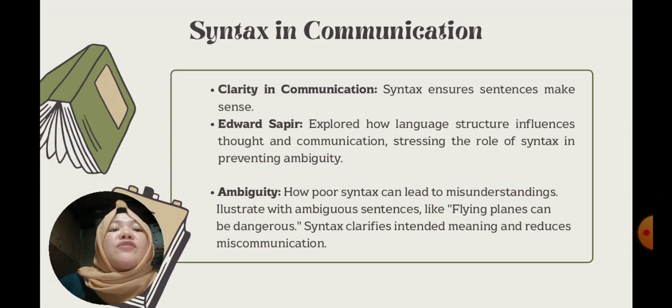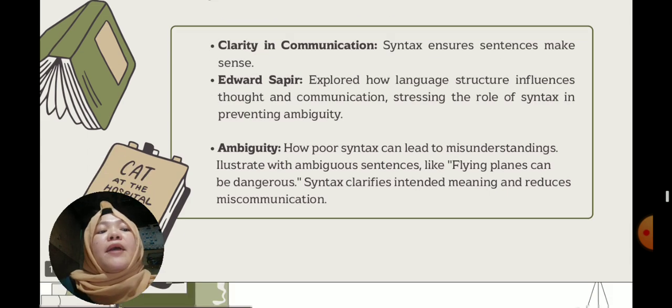Next, we have syntax and communication, clarity in communication. So syntax ensures sentences make sense. Okay? One of syntax's goals or work is to give clarity to the sentence. Edward Sapir explored how language structure influences thought and communication, stressing the role of syntax in preventing ambiguity. And when we say ambiguity, this is how poor syntax can lead to misunderstandings, illustrated with ambiguous sentences like "flying planes can be dangerous." So syntax clarifies intended meaning and reduces miscommunications.